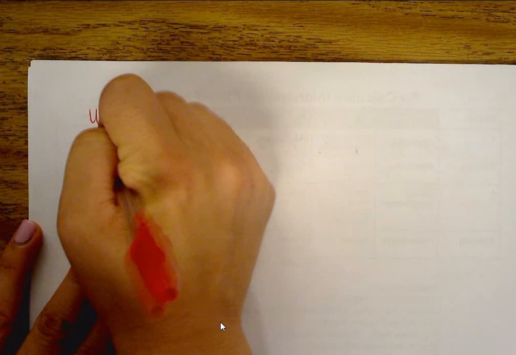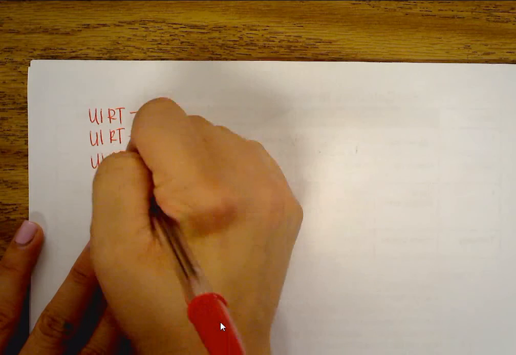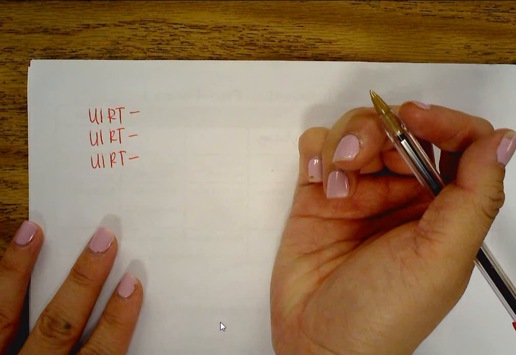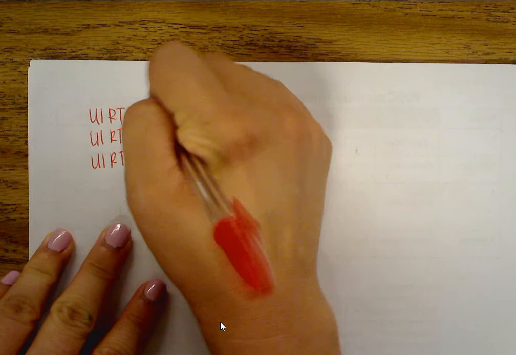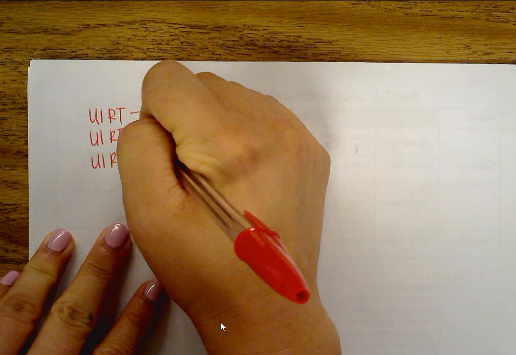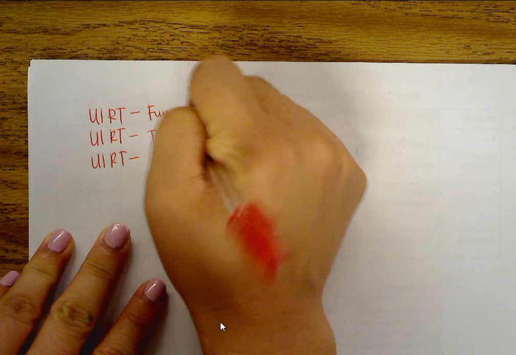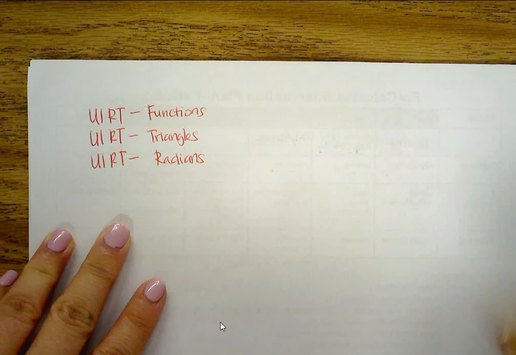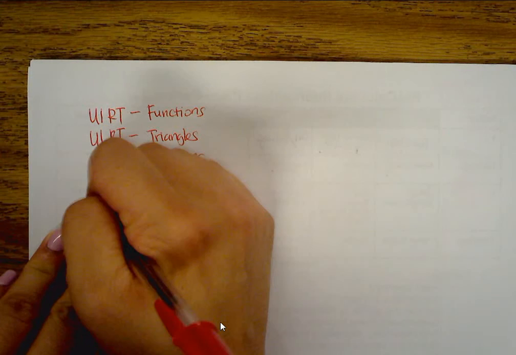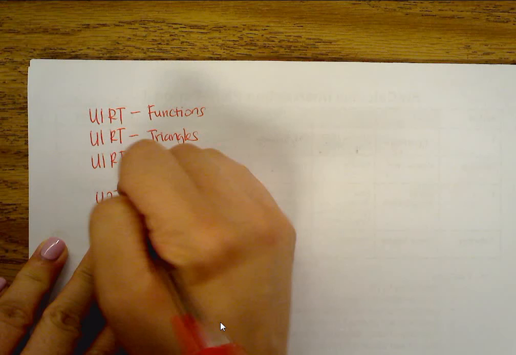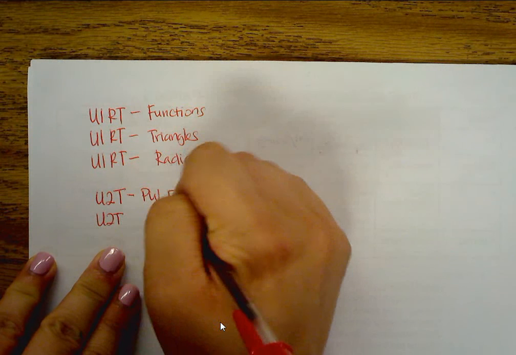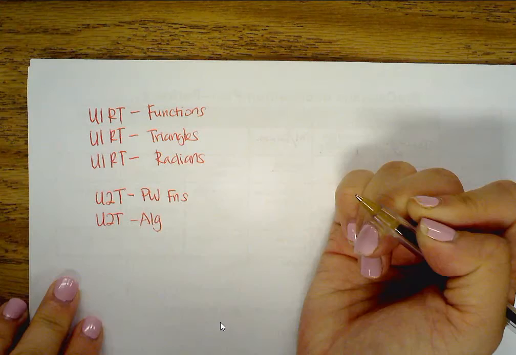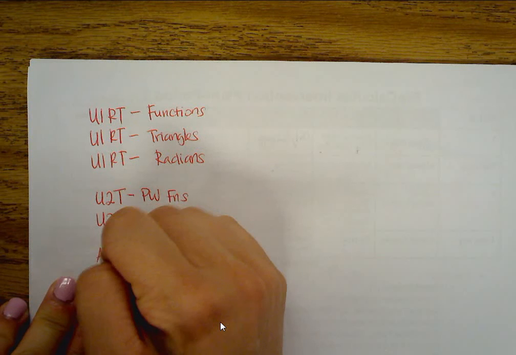For the Unit 1 retake, we have 3 parts. The Unit 1 retake, we have functions, triangles, and radians. For the Unit 2 test, we have piecewise functions and algebra. For the algebra test, which was the Thanksgiving packet, we have parts 1, 2, 3, and 4.